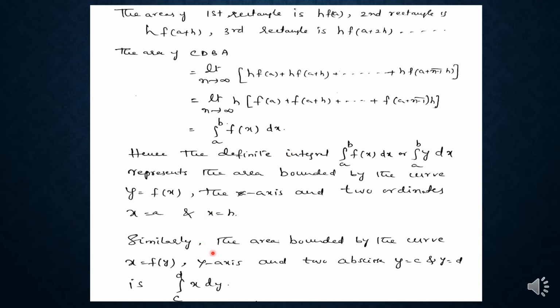Similarly, the area bounded by the curve x is equal to f of y, the y-axis, and the two abscissas y is equal to c and y is equal to d is integral c to d x dy. Here x is a function of y. So this can be written as integral c to d f of y dy.